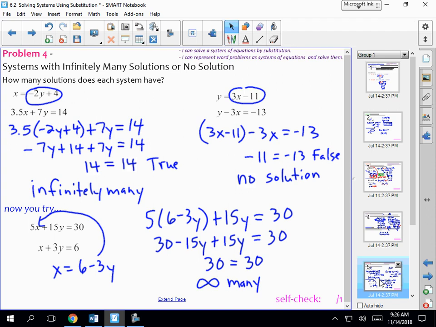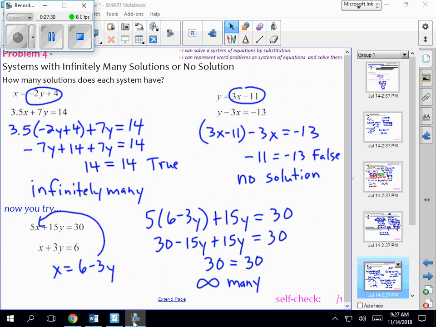So you might want in your summary just note infinitely many, no solution. You know what's happening. If you get a true statement, it's infinitely many. If you get a false statement, it's no solution. You might want to add that to your summary. So please write a summary. And don't forget to do the homework.